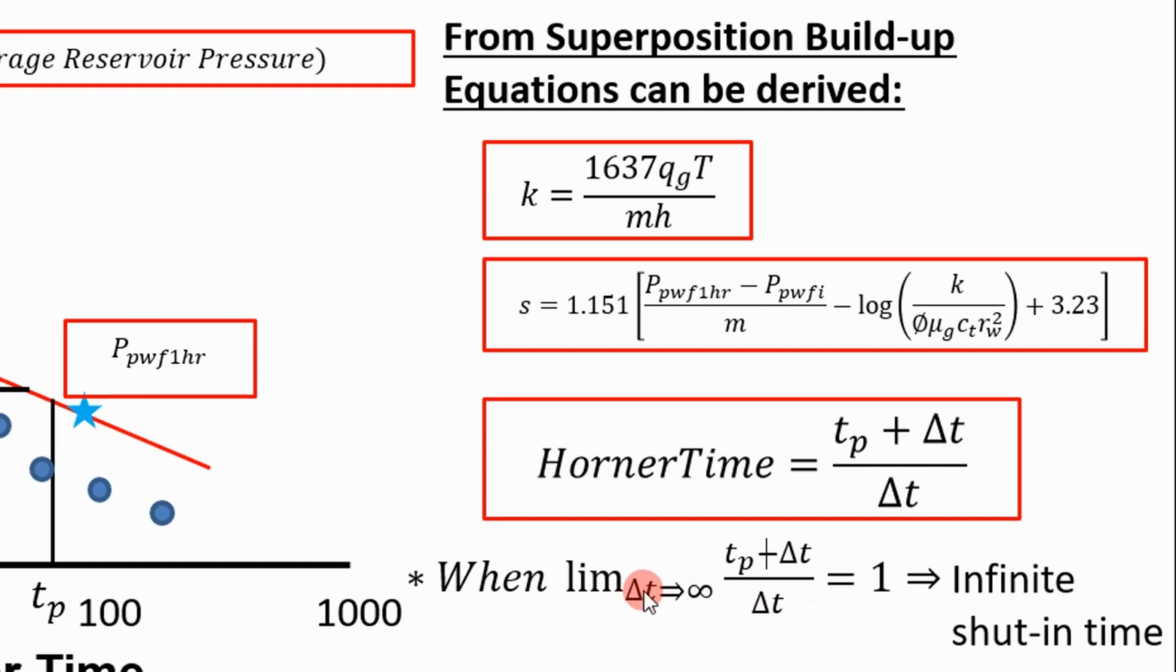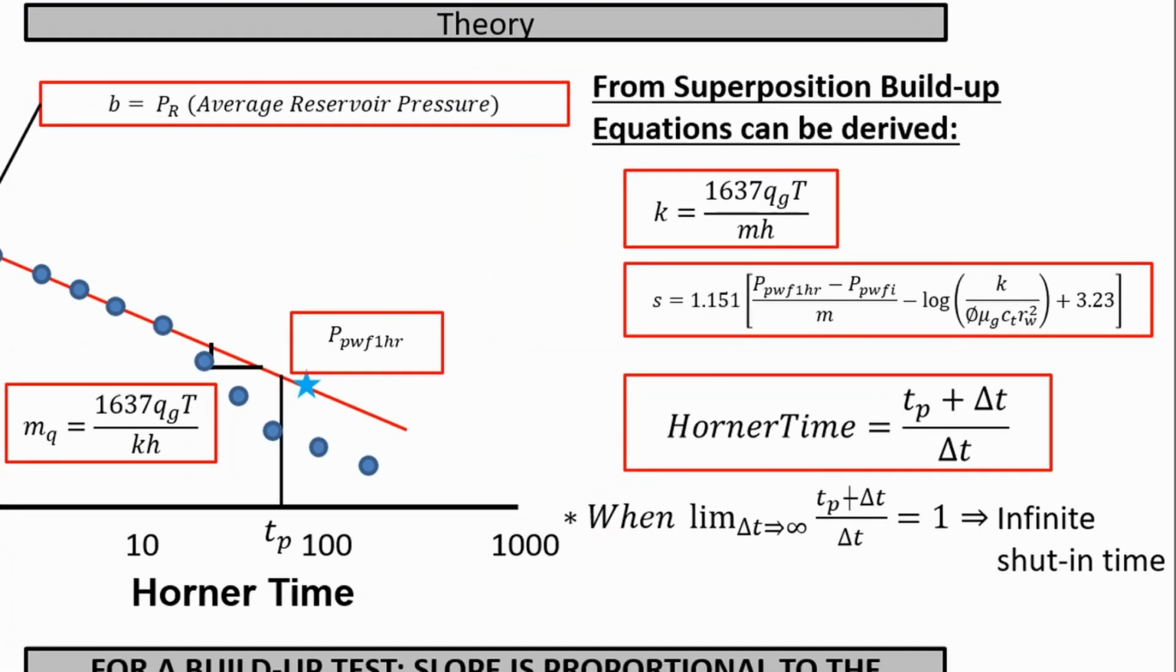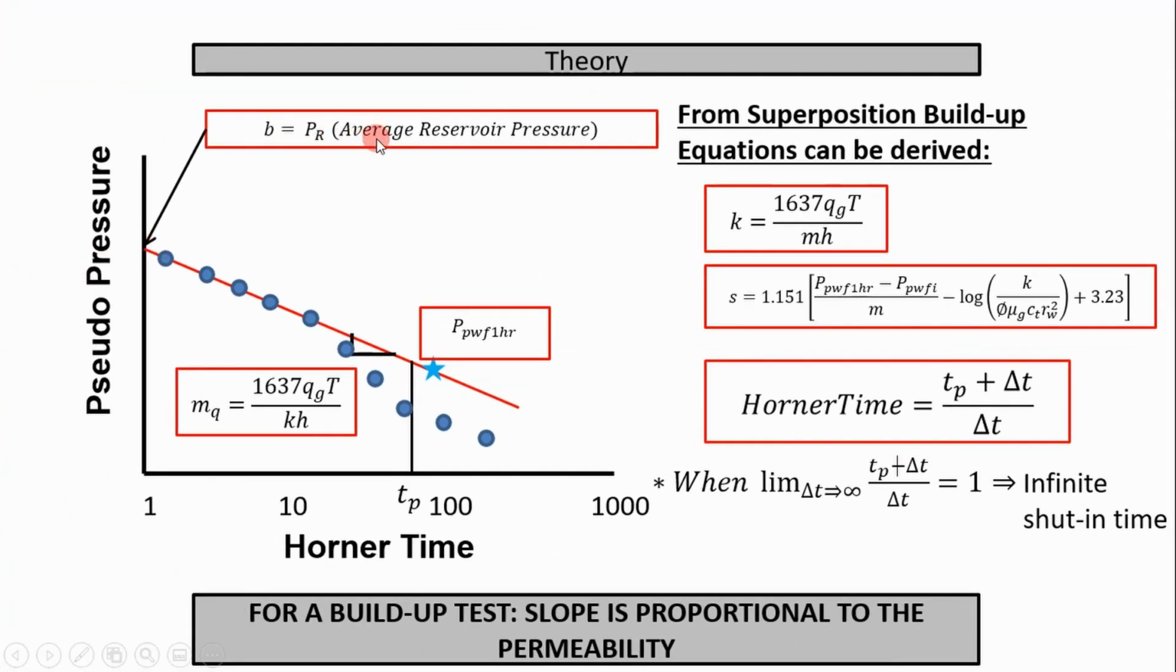At infinite shut-in time, everything should equalize in the reservoir. Theoretically, everything should equalize in the reservoir, and you should be able to get your average reservoir pressure at your bottom hole condition. And so that's why this y-intercept is important, because from this solution right here, we're assuming at infinite shut-in time we can get average reservoir pressure.